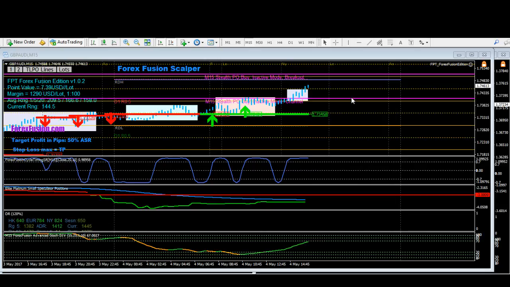If we get a pullback down to the whole number, that'd be a nice buy limit. Maybe we'll see that. So that's going to wrap up the demonstration for this morning. It's 20 minutes past the normal hour for the demonstration.